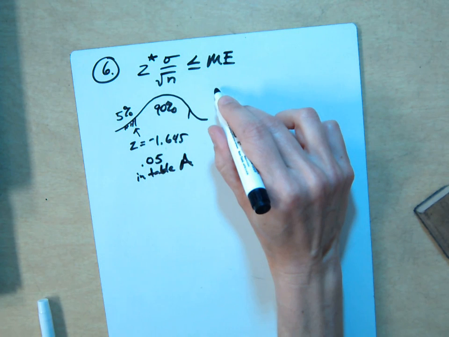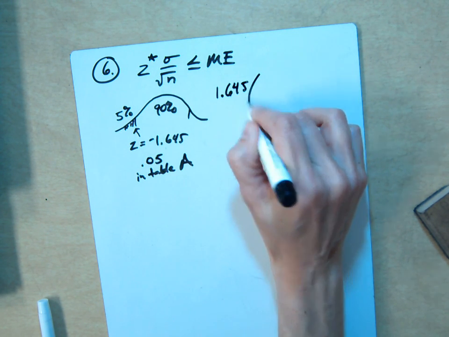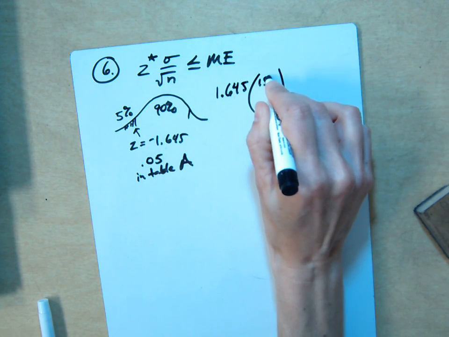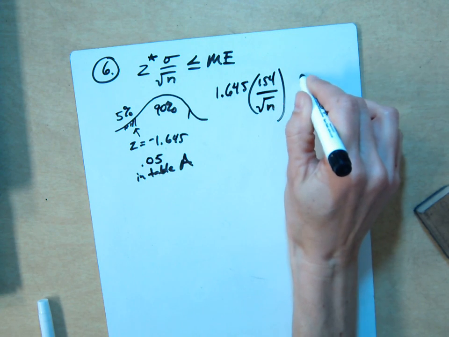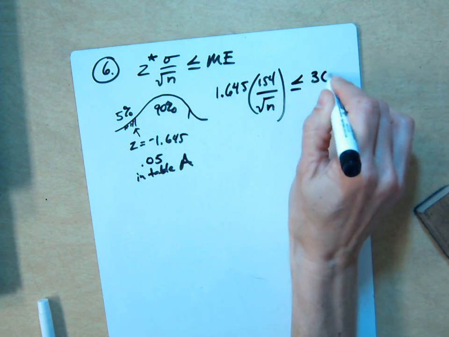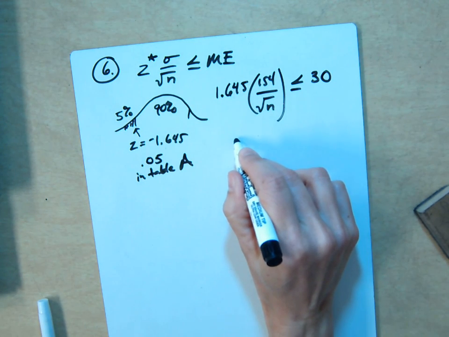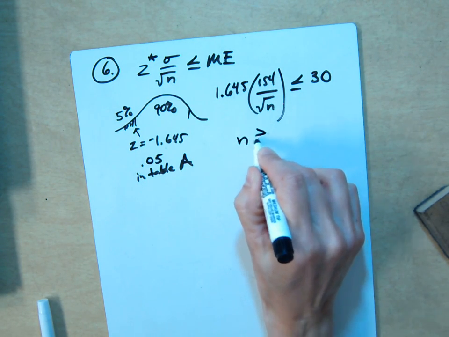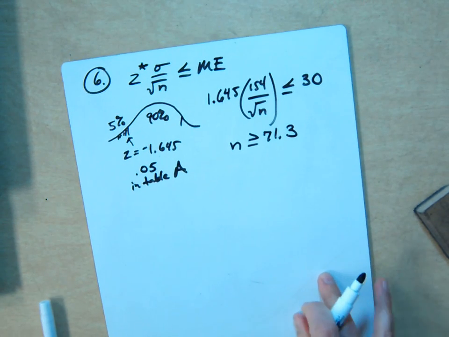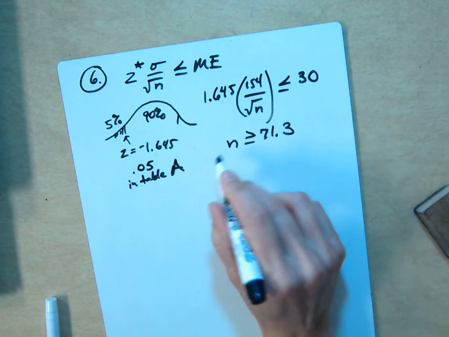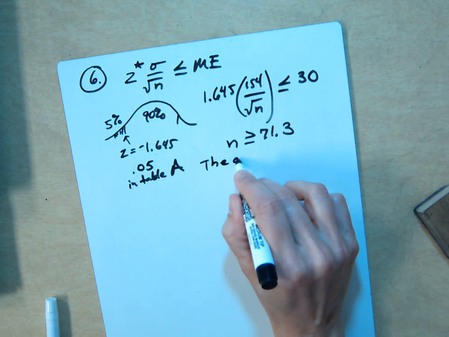So our formula looks like 1.645 times standard deviation 154 over square root of n, and we want that to be less than or equal to 30. So we solve for n, and you should get n greater than or equal to 71.3. So to be on the safe side for our margin of error, we round up. So you would say the administrators need to survey at least 72 students.